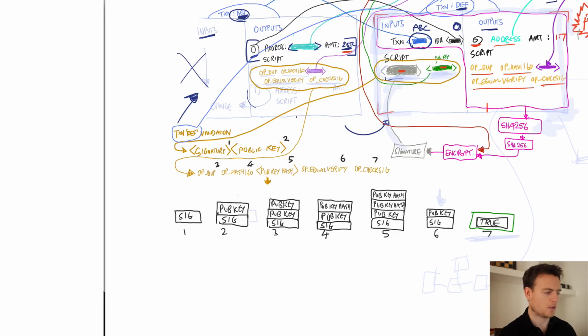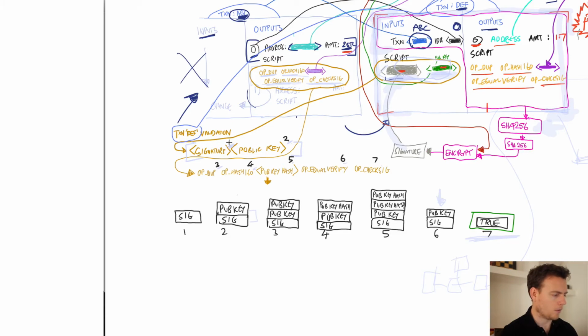So here we go. Let's step through one by one what the stack looks like at each point of the execution and how we achieve what we're trying to achieve here. This is item number 1 in the stack. This is item number 2, 3, 4, 5, 6, 7. The first 2 come from the unlocking script, which is the signature, and the public key comes from up here. And then 3, 4, 5, 6, and 7 are all the terms from the locking script from the previous transaction ABC, right?